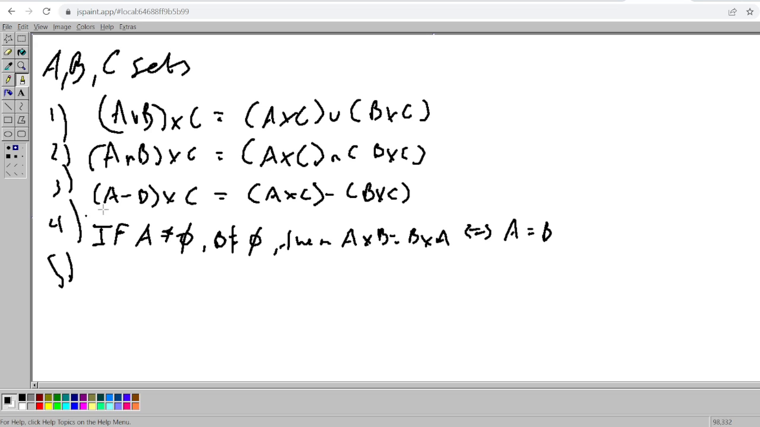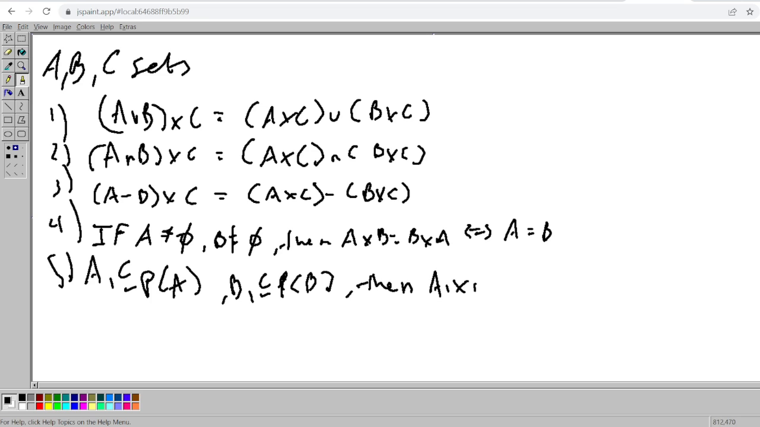And then, all right, this one's a little bit weird. If A1 is a subset of the power set of A, and B1 is a subset of the power set of B, then A1 × B1 is an element of the power set of A × B. That's weird. And then to show that, you'd basically have to show, or yeah, what? And then, oh, there's one more. Shoot, I didn't even see the sixth.